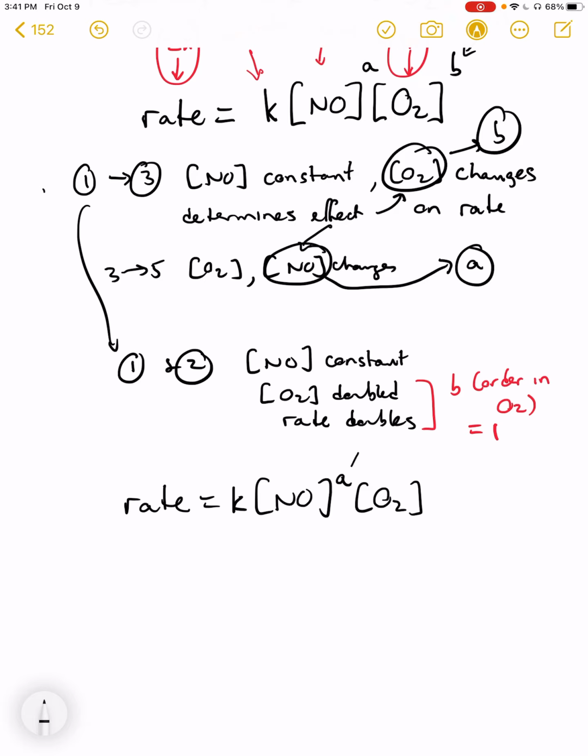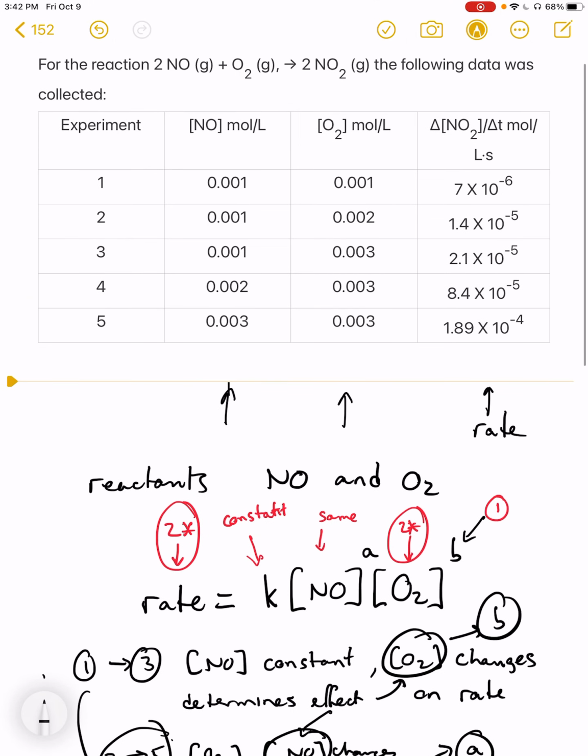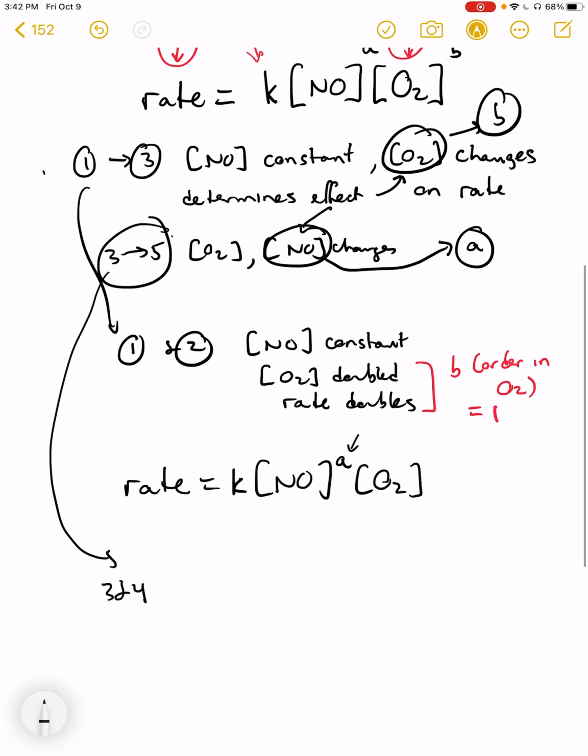Now I want to determine my next order, which is A. So now I can use any two of these, and so I'm just going to use 3 and 4. If I use experiments 3 and 4, I notice my O2 stays the same. It's 0.003. My NO doubles from 0.001 to 0.002.